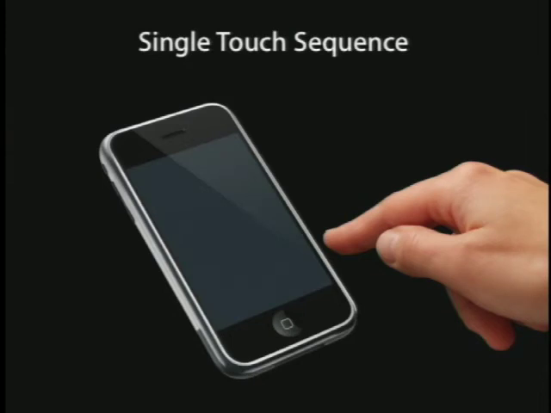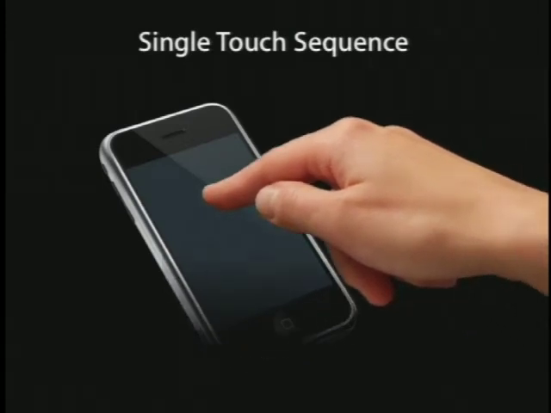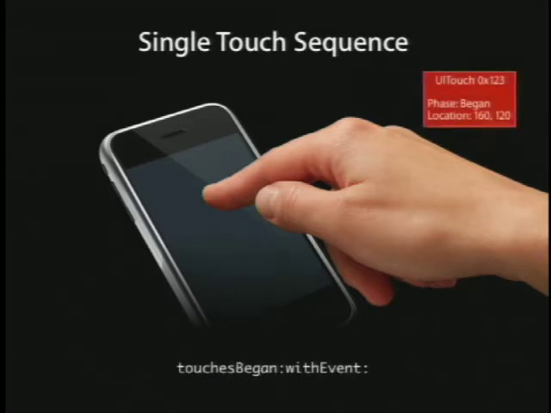So for a single touch sequence, imagine some view filling the screen here. Finger comes down on the screen. We'll figure out which window and which view that touch is associated with. And we'll send that view a touchesBegan with event. And the set of touches will, in this case, contain just a single touch. One thing to note here, we've shown a simulated address here. So that's the pointer to this touch. In this case, it's 1, 2, 3.